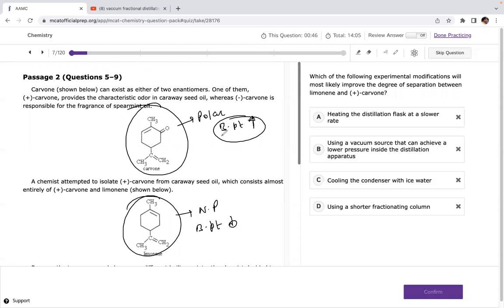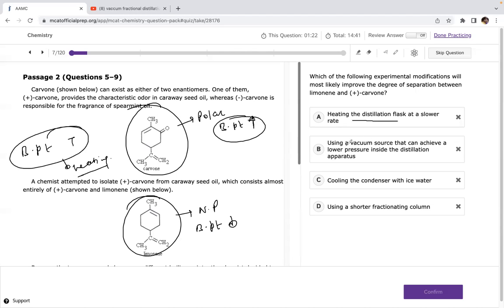Which means you can directly compare your boiling point with the temperature. That is the best way to understand this concept. Boiling point is basically connected to temperature or heating, you can say. So this distillation is based on polar and non-polar, which means you can directly think about boiling point, and boiling point means temperature. So if you look at all the options, heating the distillation flask at a slower rate, yes, that is the right choice.